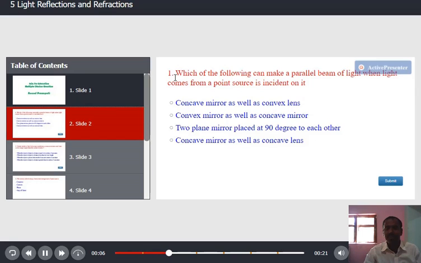Today we shall discuss 5 multiple choice questions. Question number 1 is this: which of the following can make a parallel beam of light when light from a point source is incident on it?